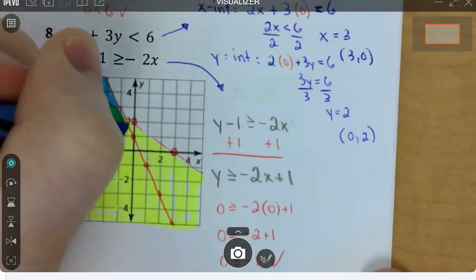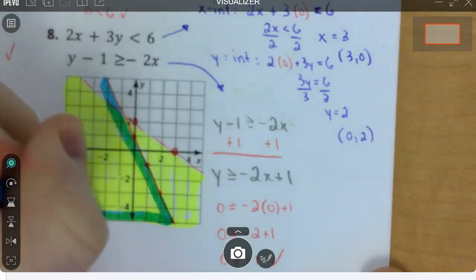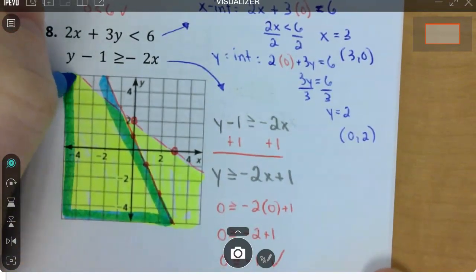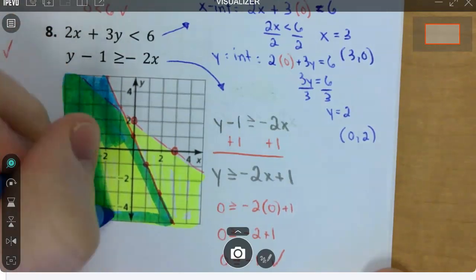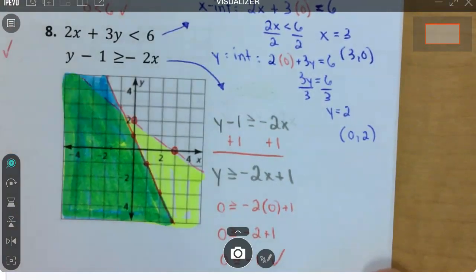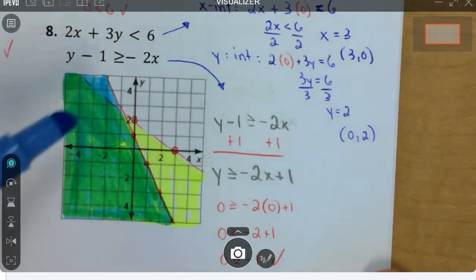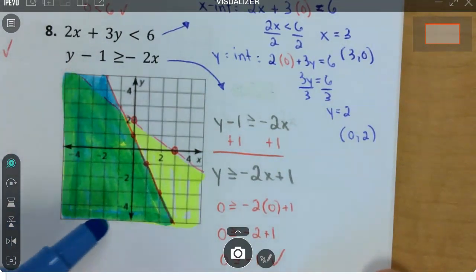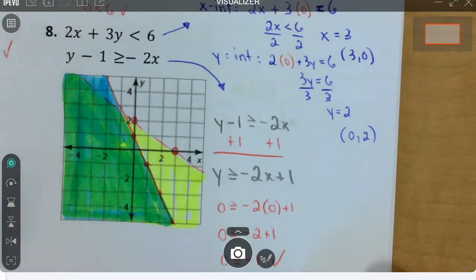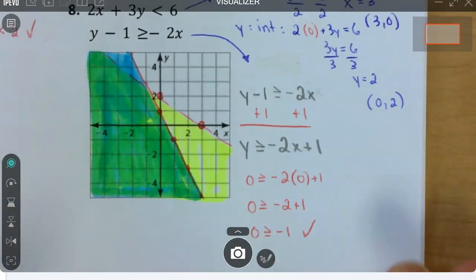So now I'm shading all of this, and based on where these lines were located, we get a pretty large green area. And that represents the solution. Now notice this little sliver up here of blue, that's not part of the solution. It's only where the yellow and the blue overlapped. Okay?